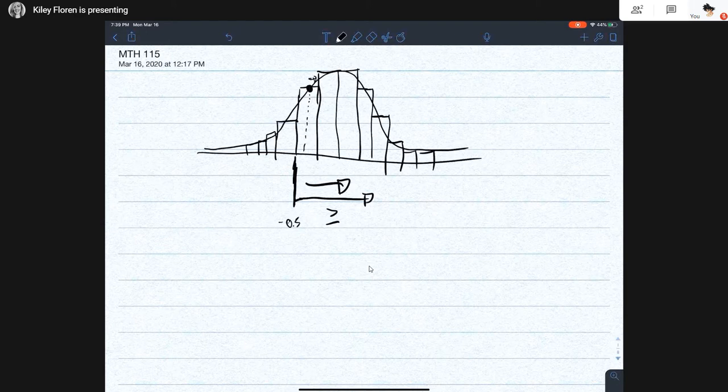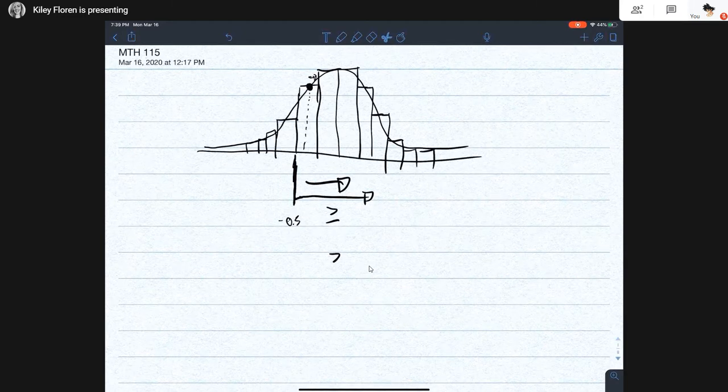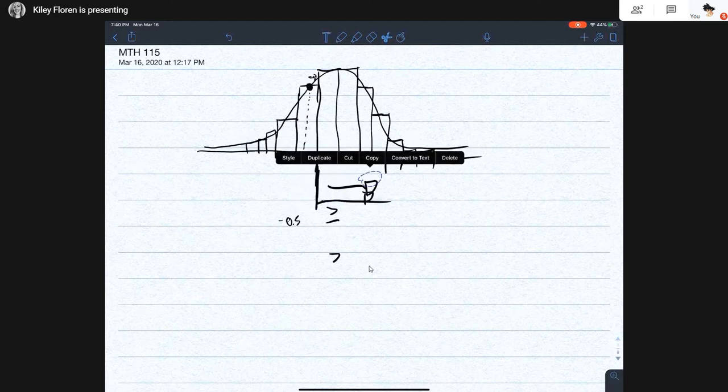Now if this is just a greater than, I want to not drop down a little bit. I actually want to go up a little bit to make sure that my box is not included. So if I'm doing greater than, where my box isn't included, I want to go up.